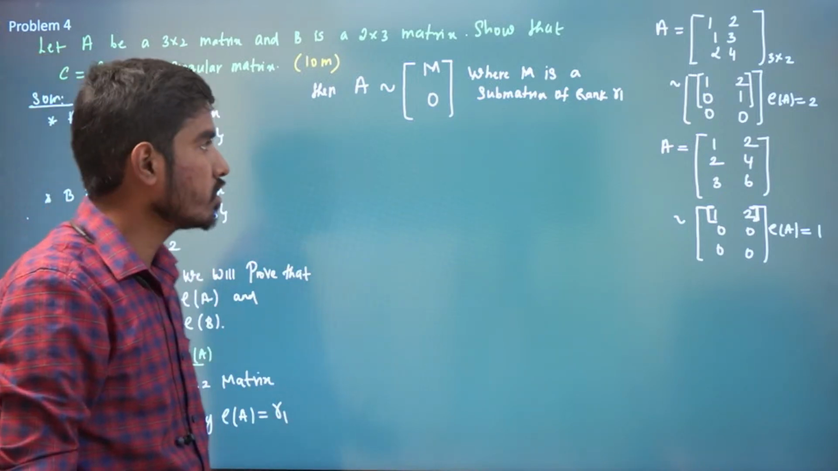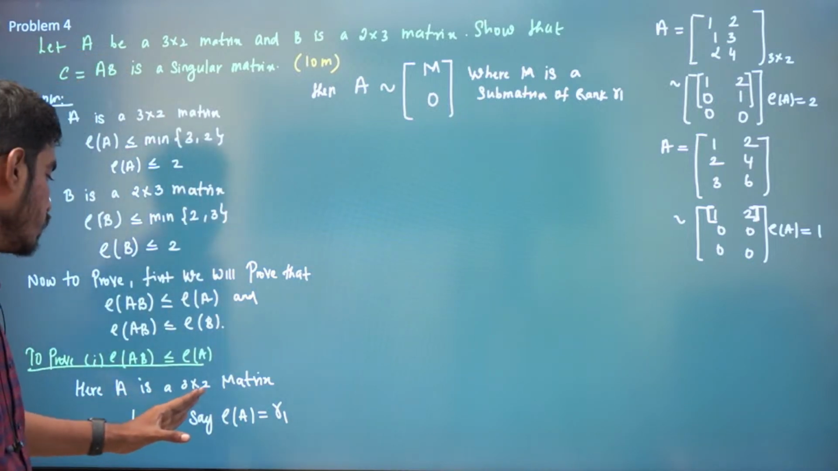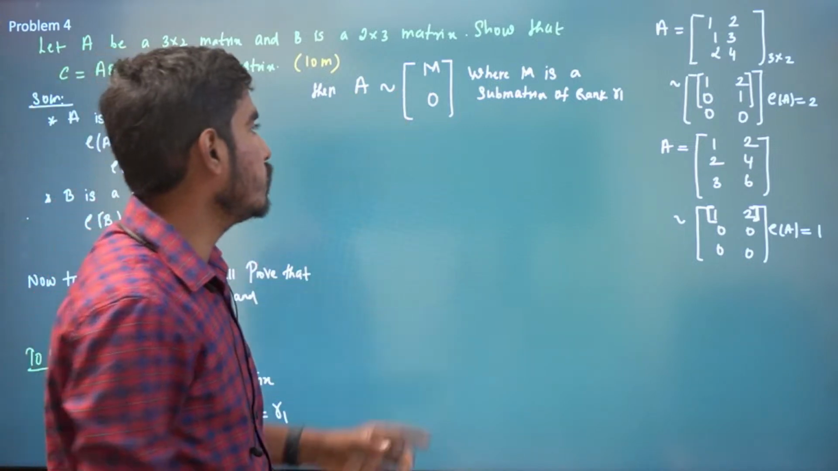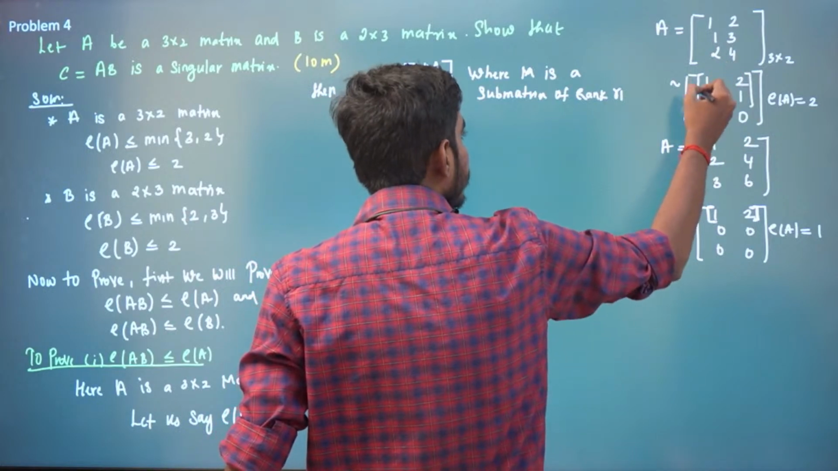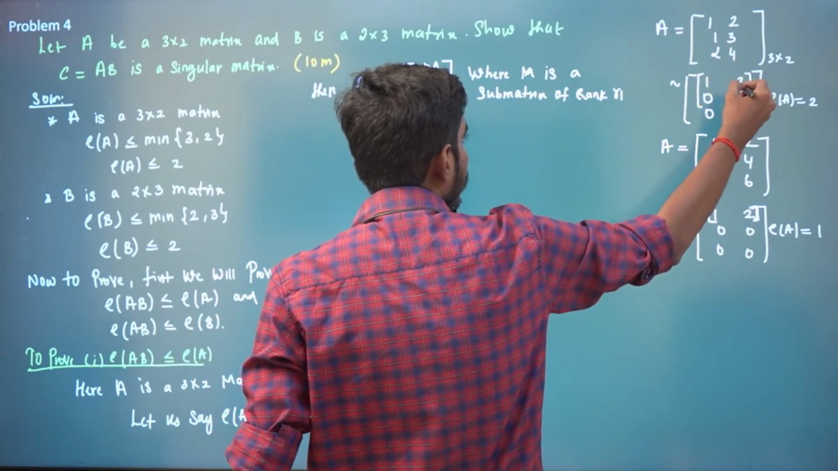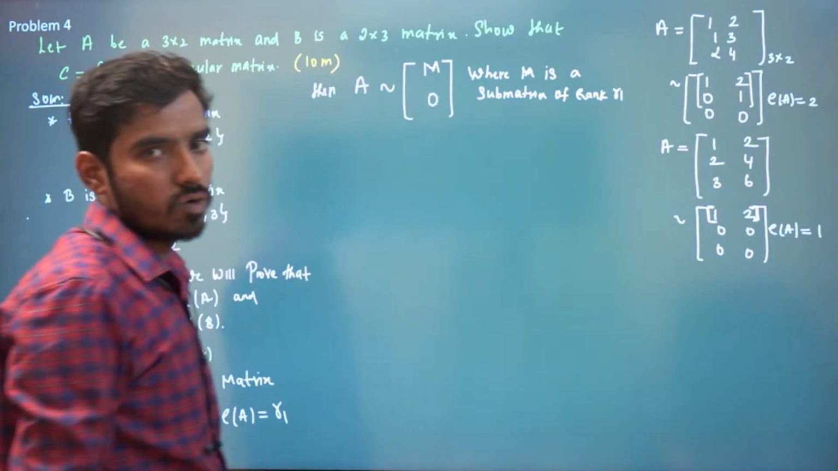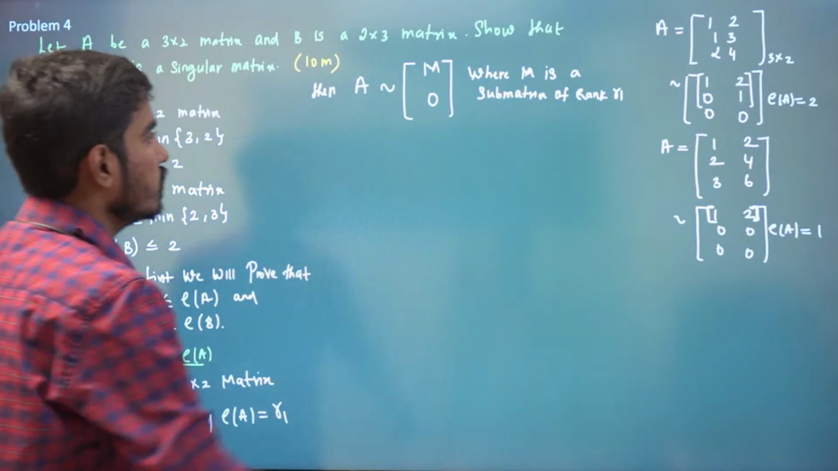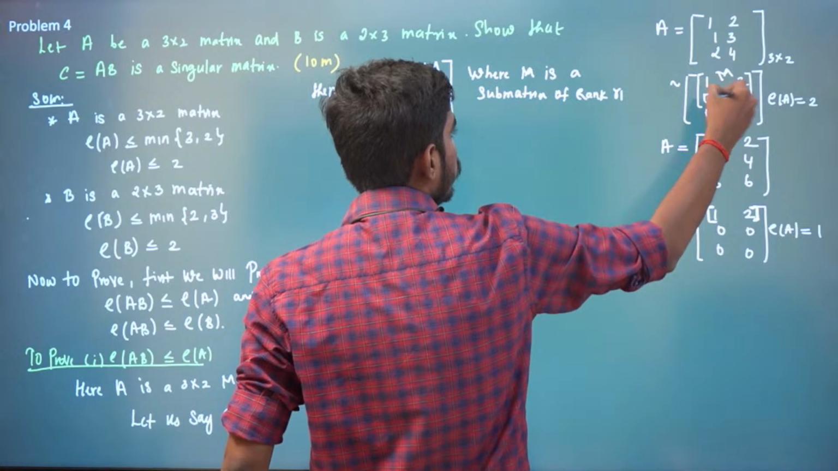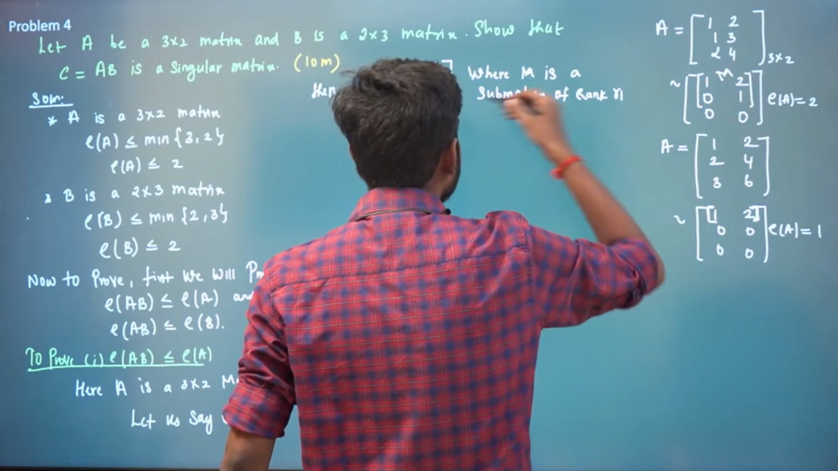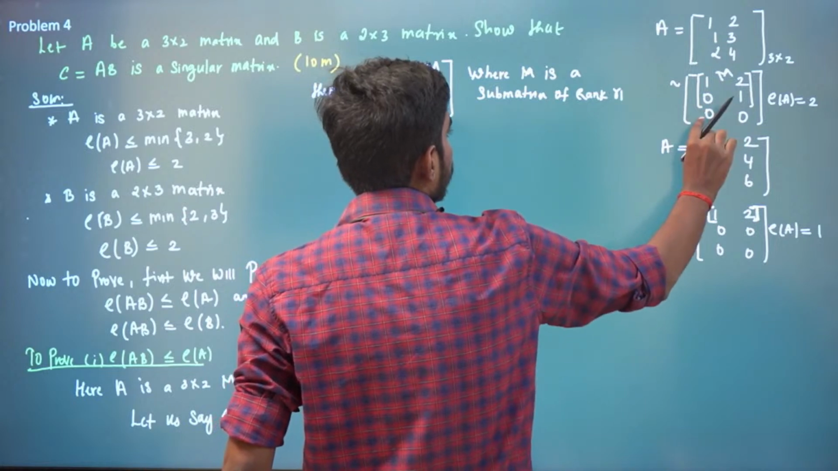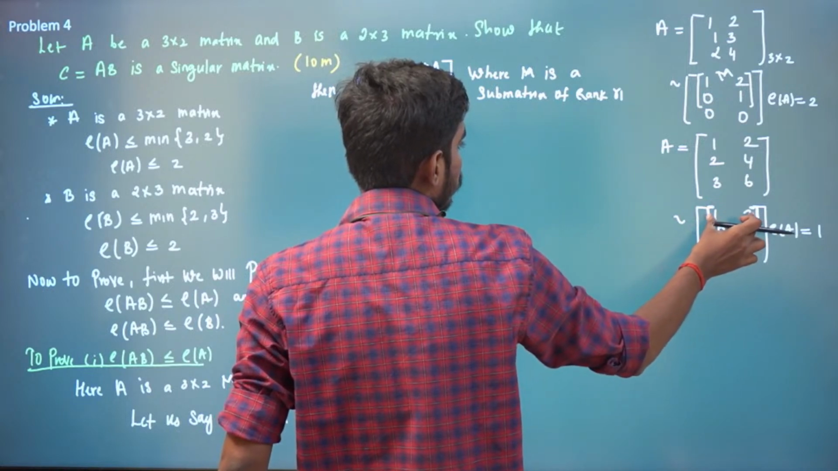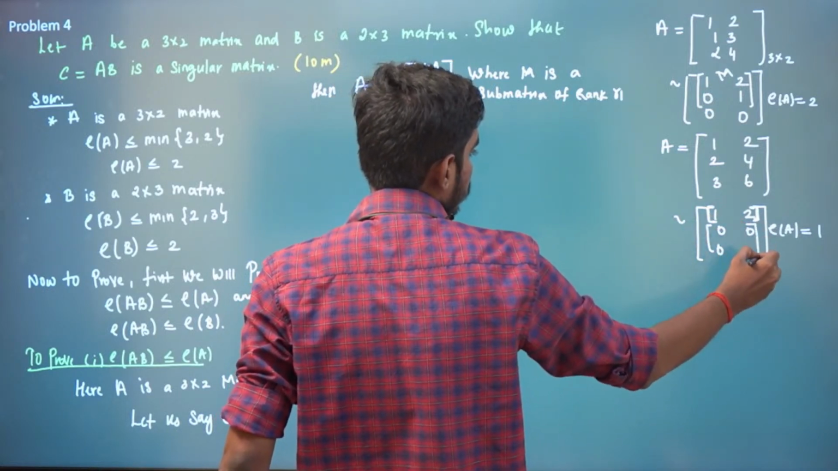Is this step clear? So if A is a 3 cross 2 matrix, let us say rank of A is R1, then after reducing to row echelon form, you will always have a submatrix of rank R1 and then some zero submatrix, right? Okay. So A is equivalent to some M comma 0. In this example, our M is this 2 by 2 matrix of rank 2 and then this O is a zero matrix. In this example, our M is 1, 2 and O is this zero matrix, right?